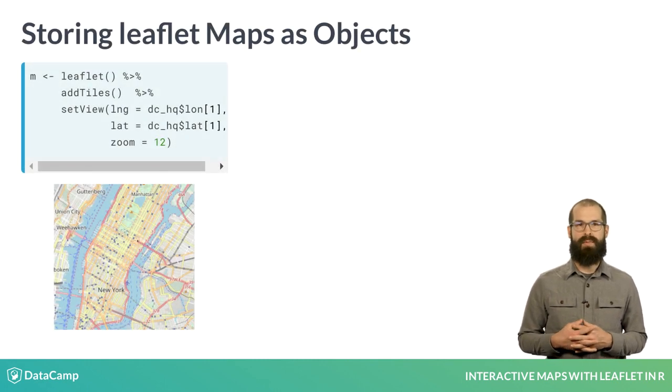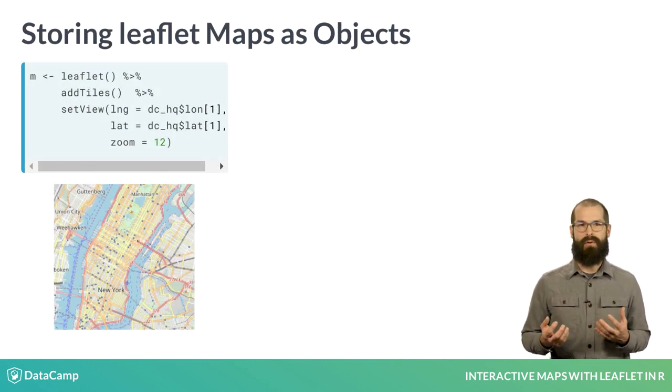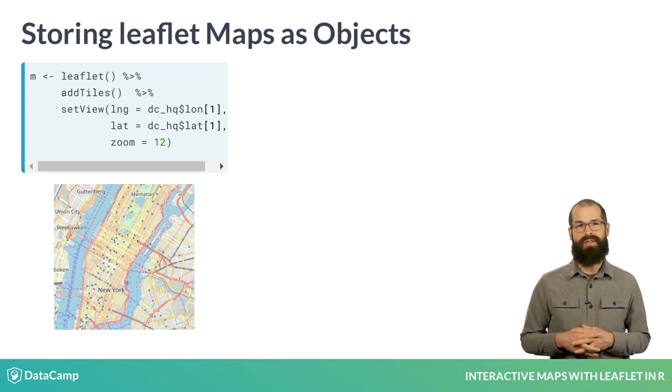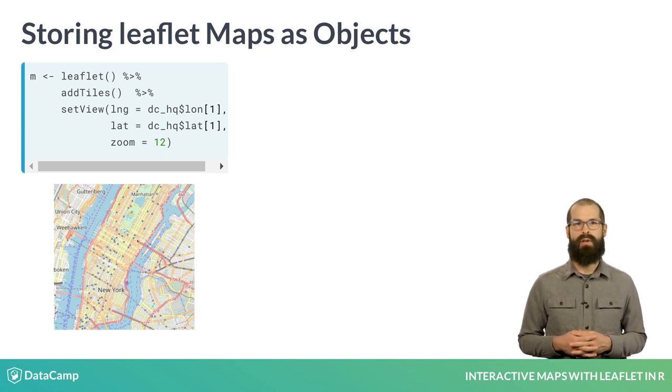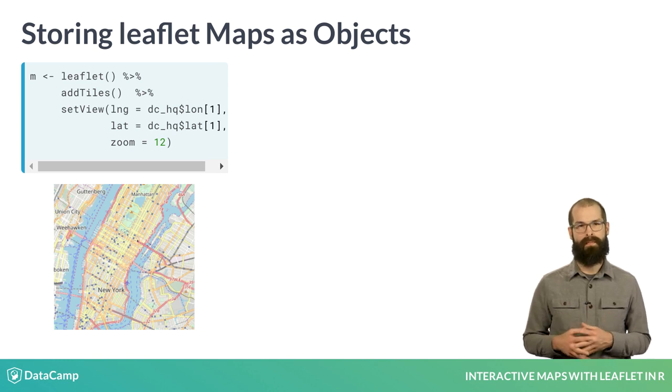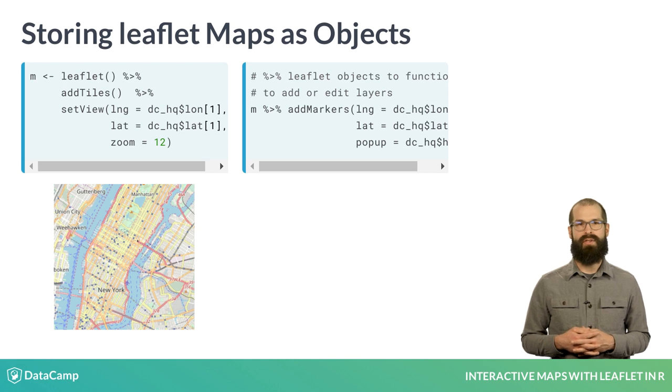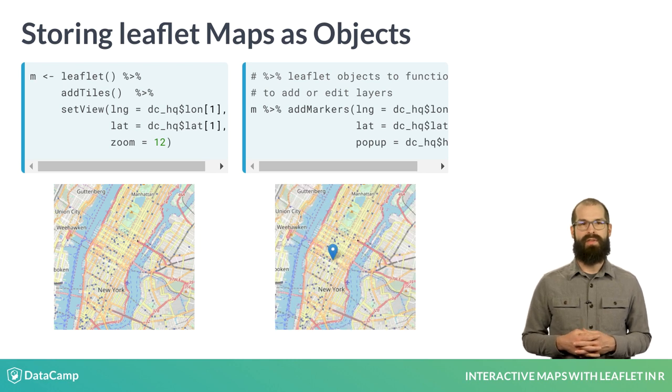Once we have our map shaped up to our liking, we can store it in an R object. Similar to how you store ggplots as R objects, you can add and edit layers of a leaflet map once it's stored as an object. For example, we can store a base map with a particular view as an object called M. Then we can pipe M into the addMarkers function to plot DataCamp's office on the map.